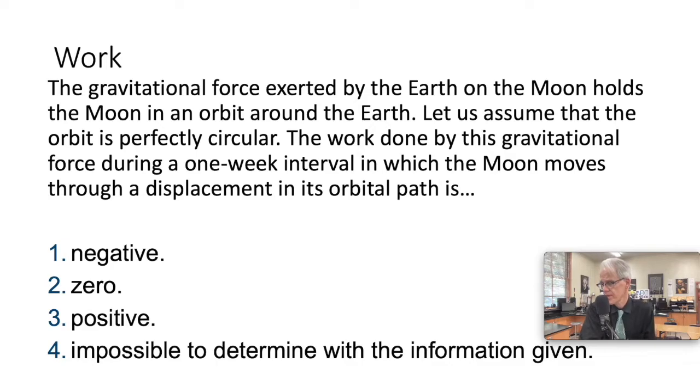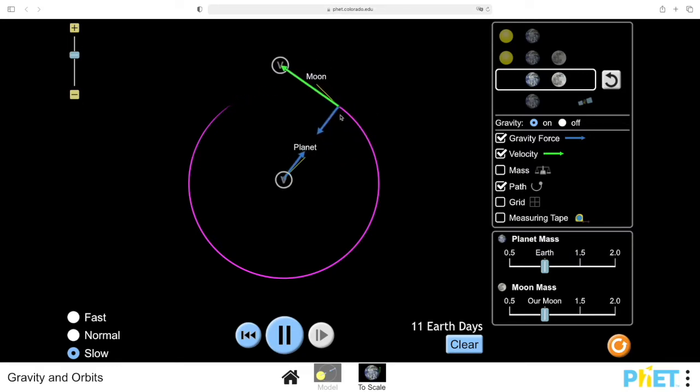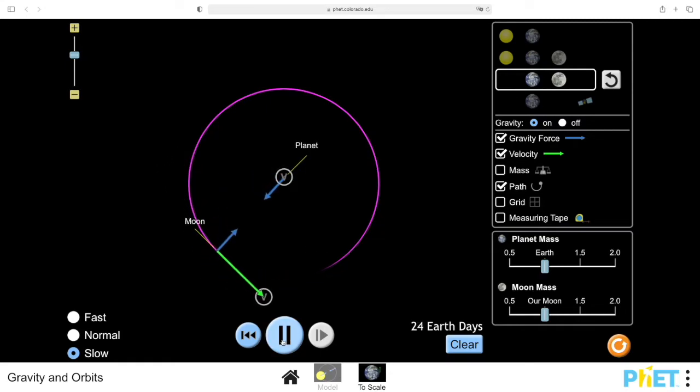To help us think about this, let's take a look at a simulation. Here's a simulation of the moon orbiting the Earth. We have a velocity vector and a force vector for our force of gravity. This path is slightly elliptical, but it's mostly circular. We can see, especially once we get right about down here, the velocity vector and the force vector are perpendicular, just like we saw in circular motion. The displacement will be, at this moment, in the direction of the velocity vector.